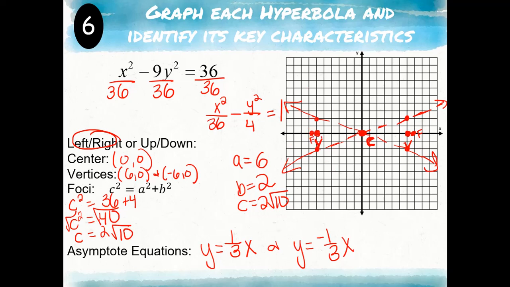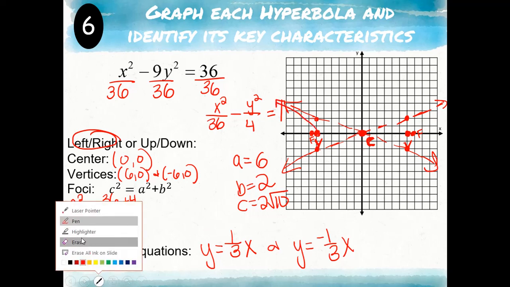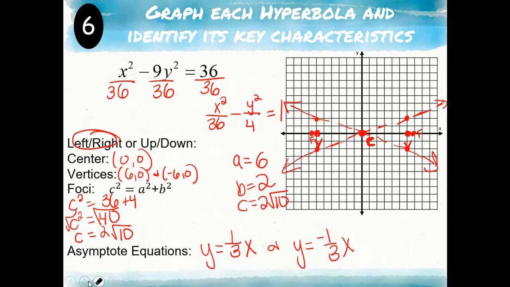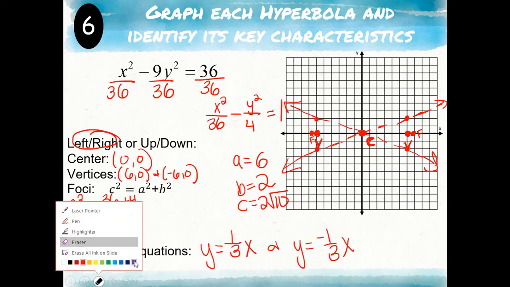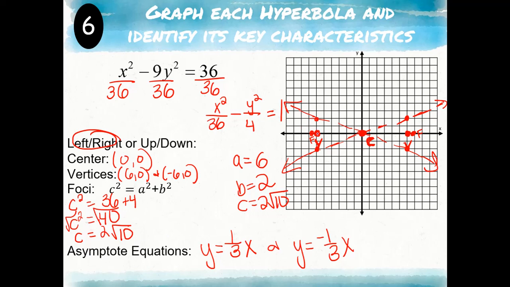Now, to draw in the actual hyperbola, I'm going to go from the vertice. I'm going to go really close to that. Let me change my color so it's easier for you guys to see it. Let's go purple. So I'm going to go from my vertice. I'm going to go really close to that asymptote on both sides. Something like that. So that graph's nice and pretty.